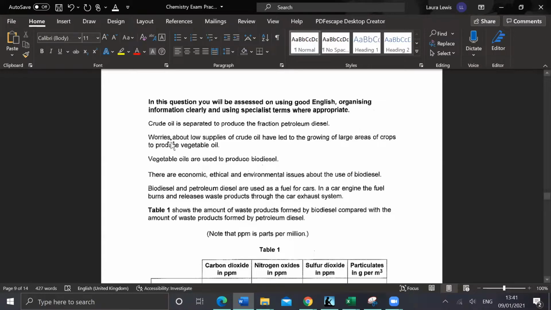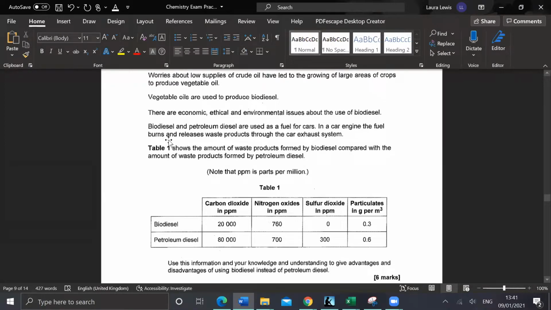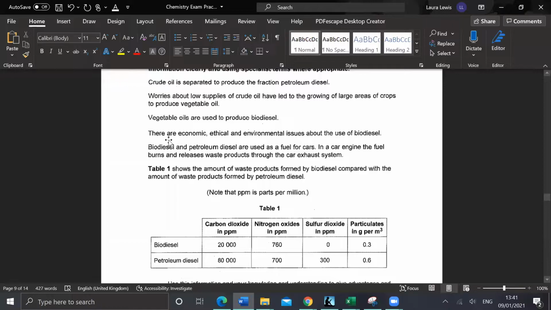Worries about low supplies of crude oil have led to the growing of large areas of crops to produce vegetable oil. Vegetable oils are used to produce biodiesel. There are economic, ethical, and environmental issues about the use of biodiesel. Biodiesel and petroleum diesel are used as fuels for cars. In a car engine, the fuel burns and releases waste products through the car exhaust system. Yes, the combustion we talked about.